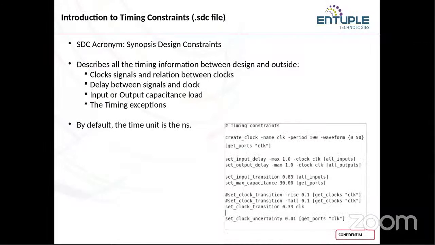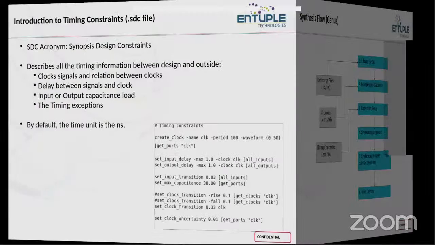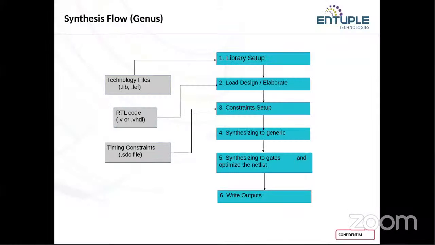So Synopsys Design Constraints, where you will be defining your clock signals, the rise time and fall time of your clock signals, and along with that, the delay between your signals and the clock. You can also define your output capacitance and input capacitance and all. So all those parameters you can specify in your SDC file, the Synopsys Design Constraints file.